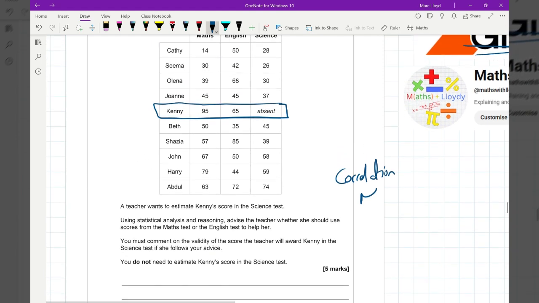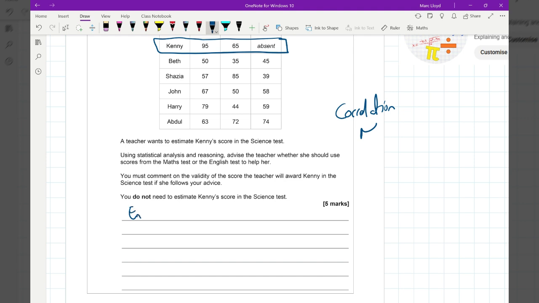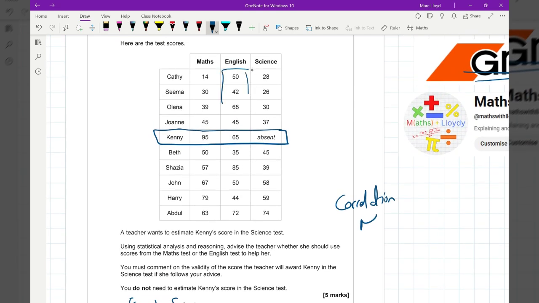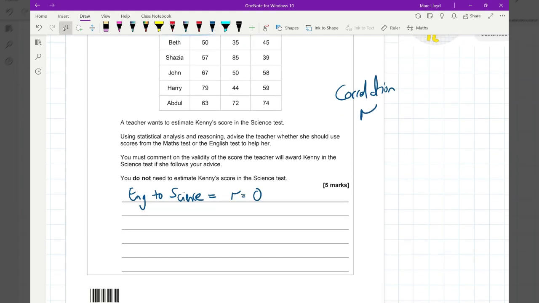So looking at the correlation of English to science first. When you put it into the calculator, and that's going to be pairs, so this will be your first table, this will be your second table, so 50 to 28, 42 to 26, you'll get an R value of 0.14056277, which is a positive correlation, but it's a really, really weak one. Considering that the strongest correlation we can have is 1, and 0 represents no correlation, it's an extremely weak positive correlation.